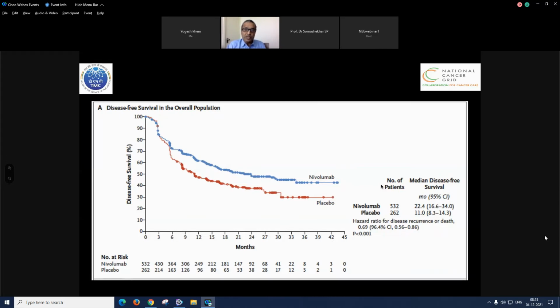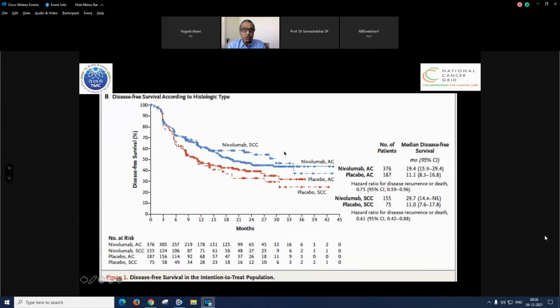And what this showed in the primary endpoint of disease-free survival was a statistically significant improvement in outcomes with nivolumab compared to placebo. But I want you to pay some attention to the median disease-free survival. The nivolumab median disease-free survival was 22 months compared to placebo, which is 11 months. Again, a doubling of survival similar to the CROSS trial, but with slightly different actual duration of survival.